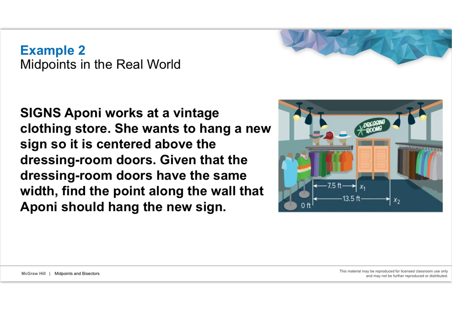In example 2 on page 50, we're starting to use this concept of midpoint in an application question. So we have an example of signs here in a vintage clothing store Apony is working in. She wants to hang a new sign so that it is centered above the dressing room doors. So you can see in the picture over here. Given that the dressing room doors have the same width, find the point along the wall that Apony should hang the new sign.